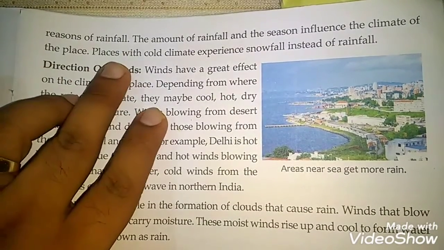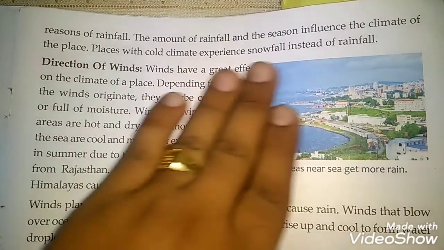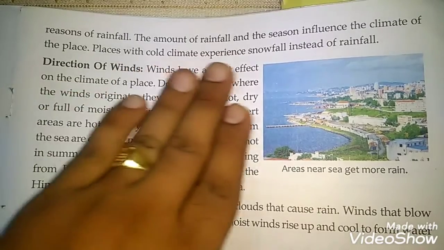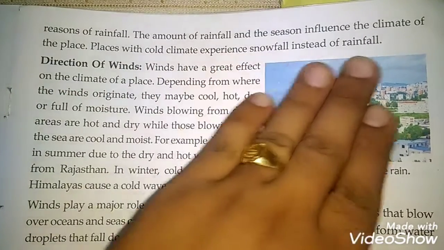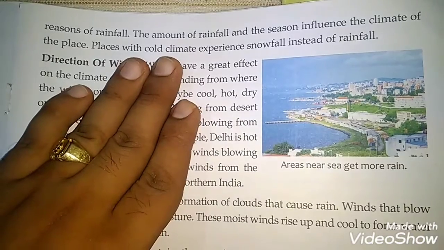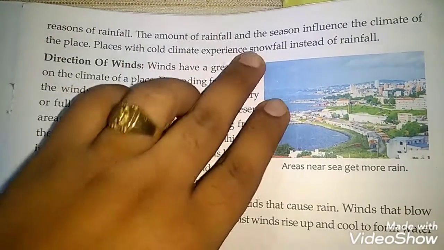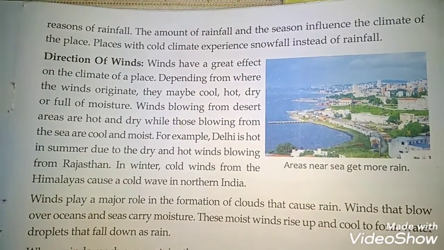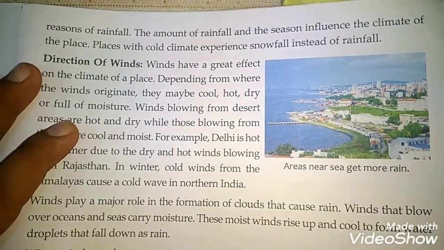Okay, please note this line. Places with cold climate experience snowfall instead of rainfall. Why? Because these places are cold and thus snowfall takes place.